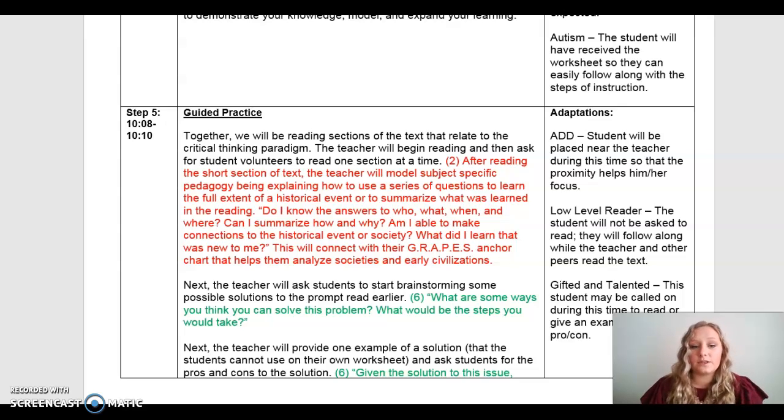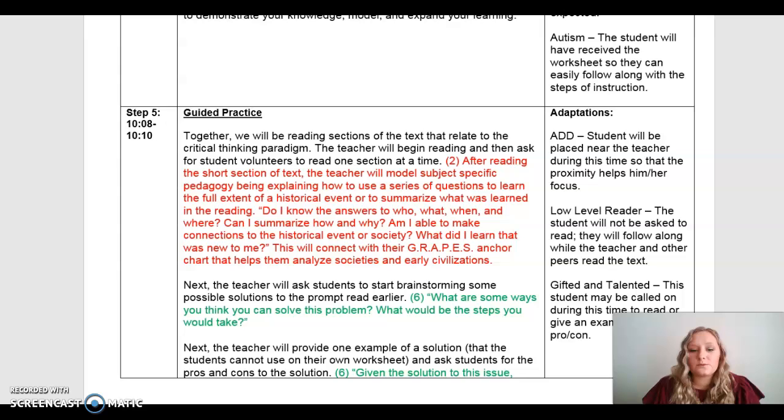But after I read the short section of text, the teacher is going to model the subject-specific pedagogy by explaining how to use a series of questions to learn the full extent of the event and be able to summarize what we learned in the reading. So the questions I would ask would be something like, do I know the answers to who, what, when, and where? Can I summarize how and why? Am I able to make connections to the historical event or society? What did I learn that was new to me?